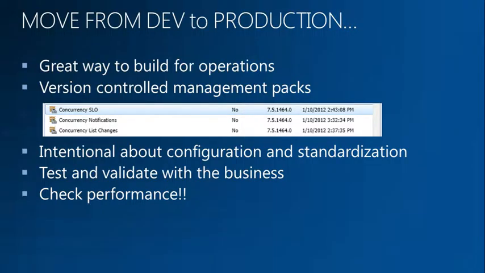So the way we do it is we usually say company name, function, management pack. So the idea behind that is concurrency notifications, concurrency list changes, concurrency SLO.